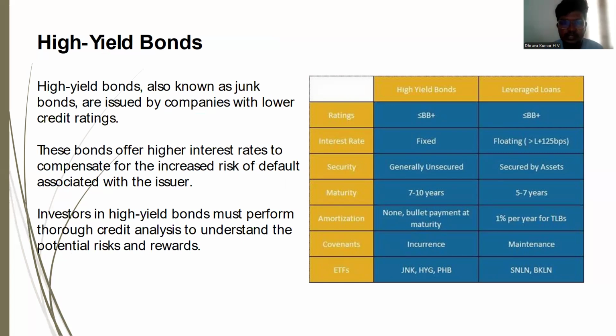High-yield bonds, also known as junk bonds, are issued by companies with a lower credit rating. These bonds offer a high interest rate to compensate for the increased risk of default associated with the issuer. Investors in high-yield bonds must perform thorough credit analysis to understand the potential risk and reward.